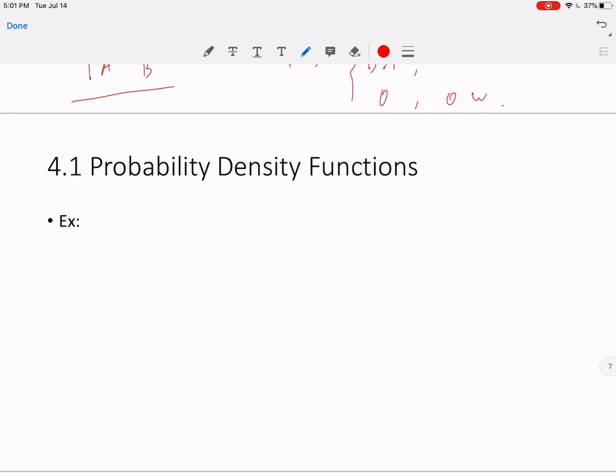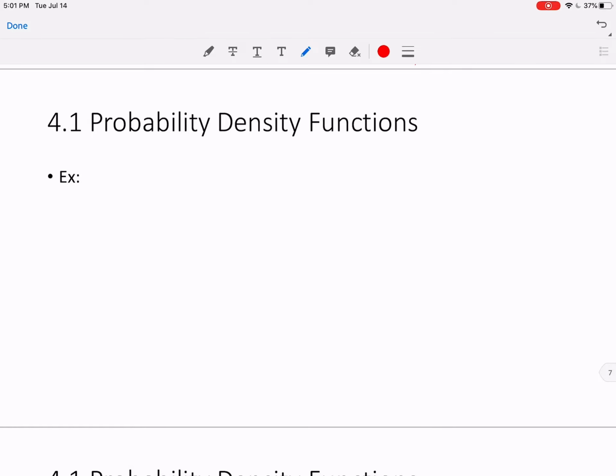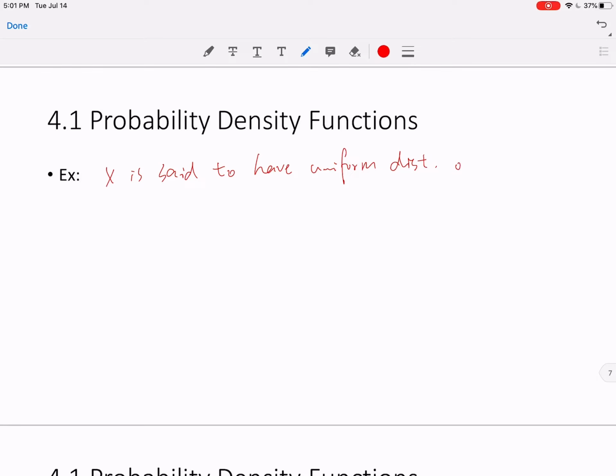Okay, now let's take a look at an example here. Say that X is said to have uniform distribution on the interval 2 to 5. What is the PDF of X?